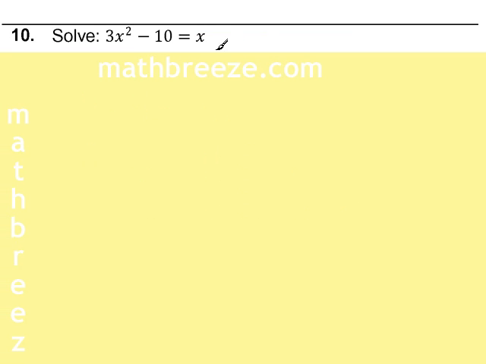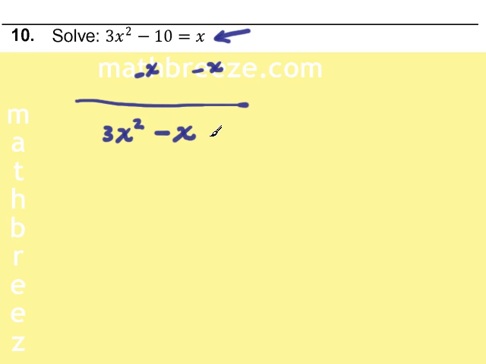Okay, number 10, this is not in standard form. We need 0 on the right-hand side, so we're going to subtract x from both sides. Now we're going to put the x in the middle there because we want it in standard form. We want the x squared first, minus x second, and then minus 10 equal 0. So now the quadratic equation is in standard form. So we're going to factor.